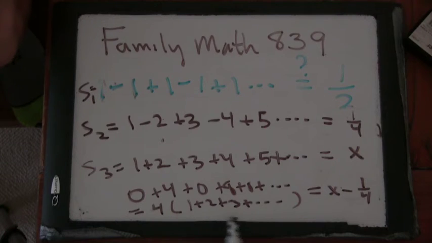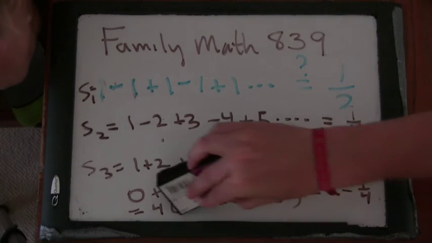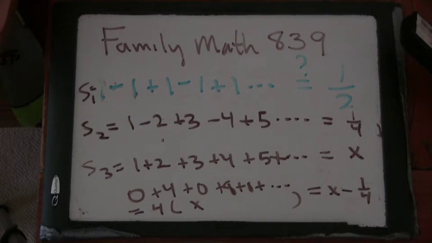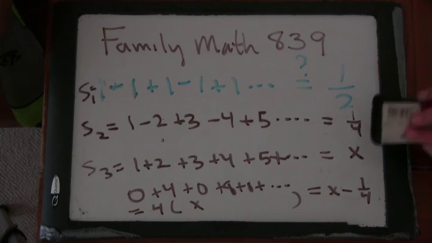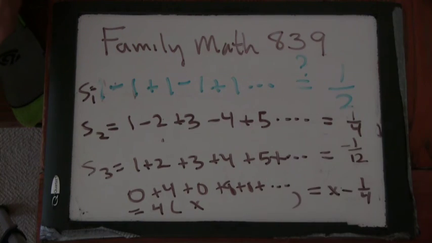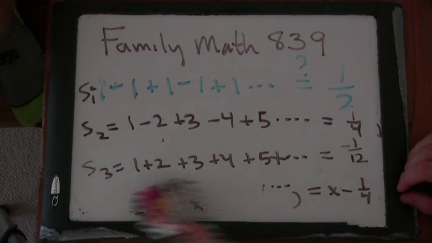So that's x, right? So this is 4x. Now I have 4x equals x minus a fourth. So 3x equals minus 1/4, so x equals minus 1/12. That's the whole proof.